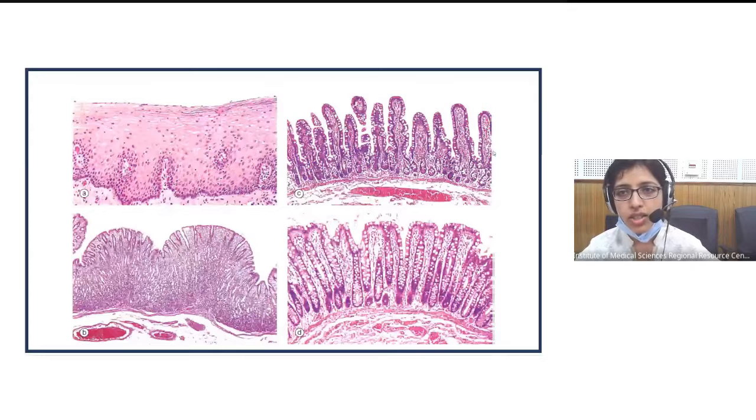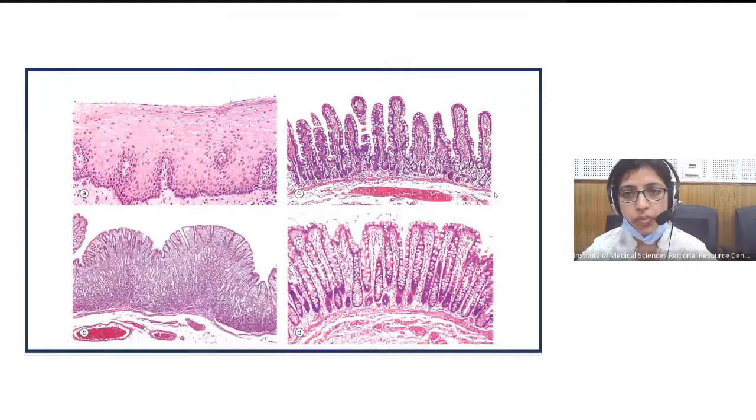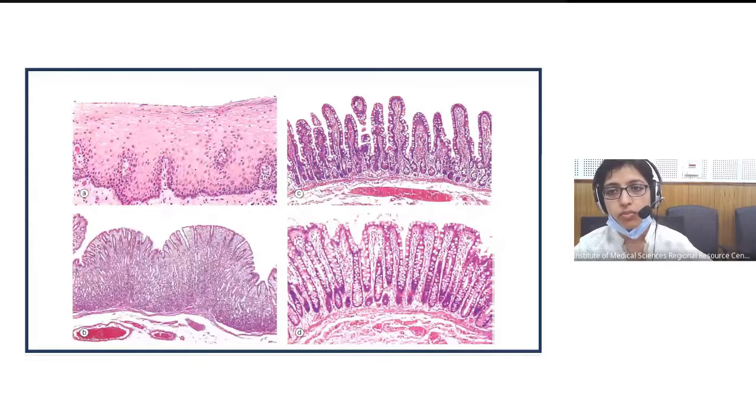Then in the small intestine, the primary function is absorption of nutrients. So we need an absorptive type of mucosa. To maximize the absorption and to increase the surface area, we have these long villi. It's thrown into folds called villi, and in between the villi we have short crypts as well. And these villi are lined by absorptive columnar cells and also some mucus cells.